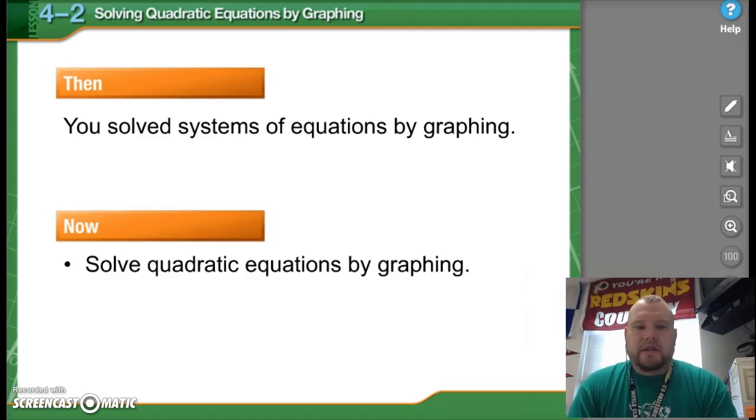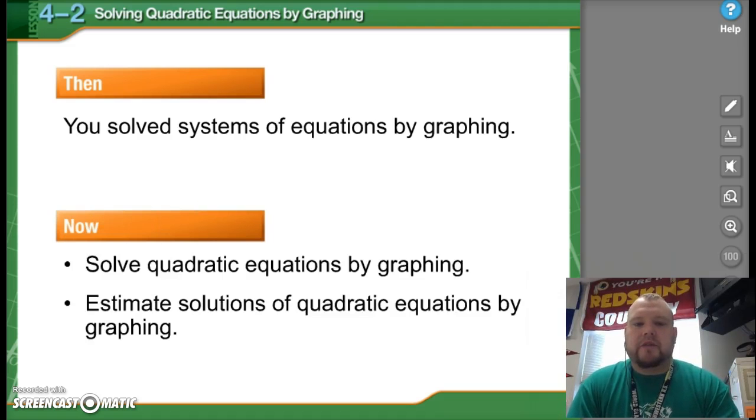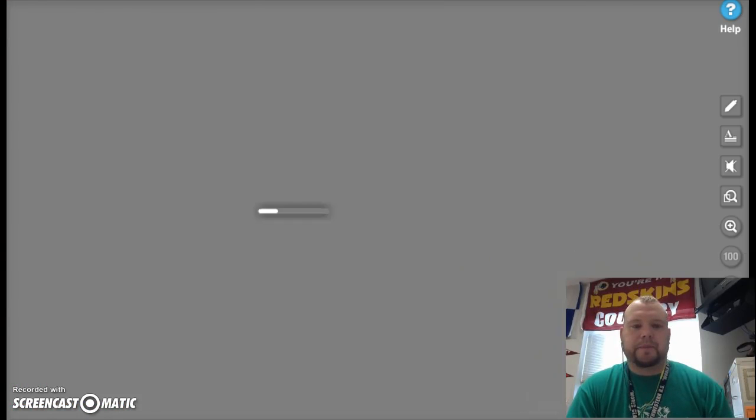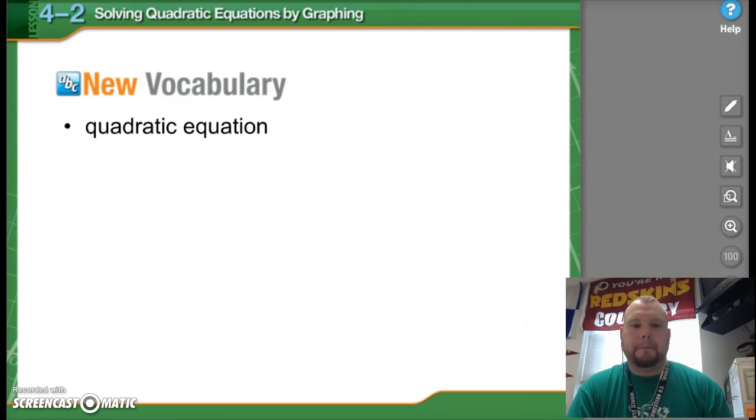Back in the previous lesson, we learned how to solve systems of equations by graphing, and now what we're going to do is solve quadratic equations by graphing and estimate the solutions of quadratic equations by graphing. Here's some new vocabulary words that we're going to focus on in this lesson.